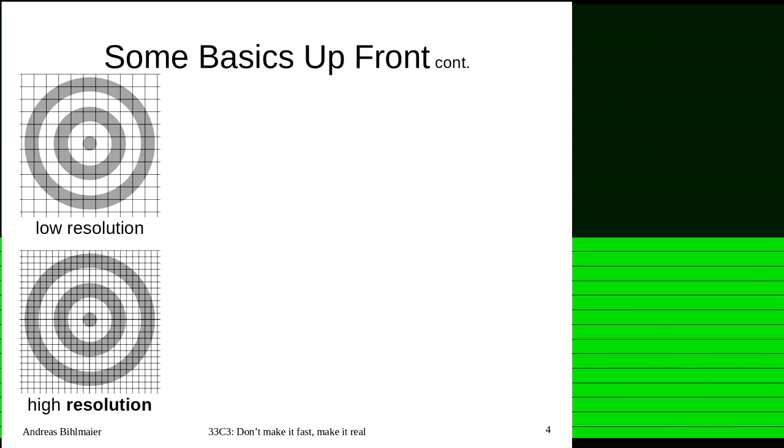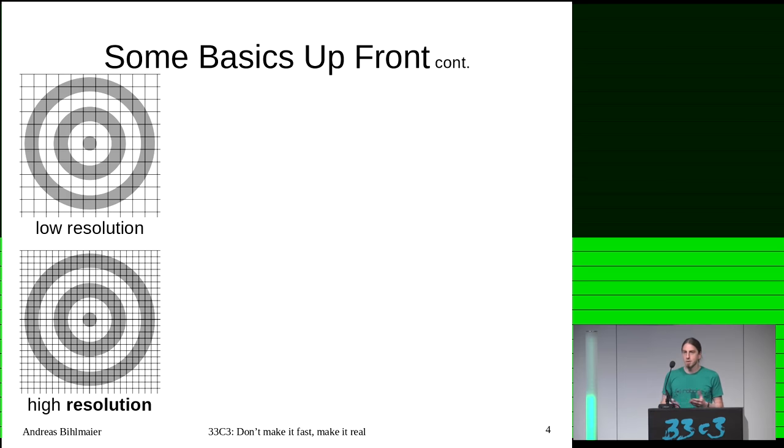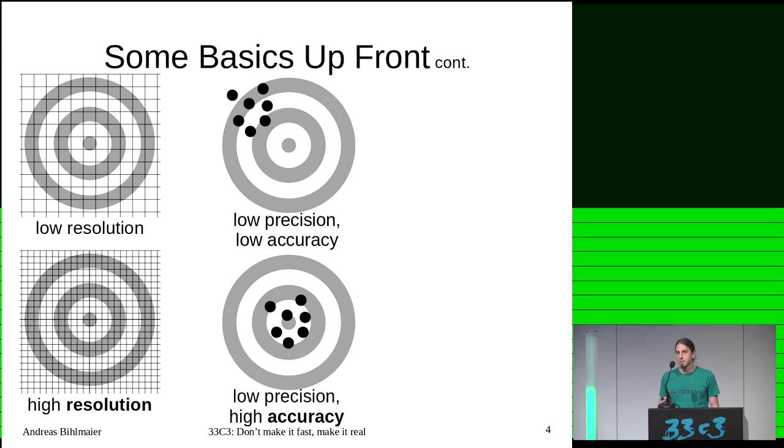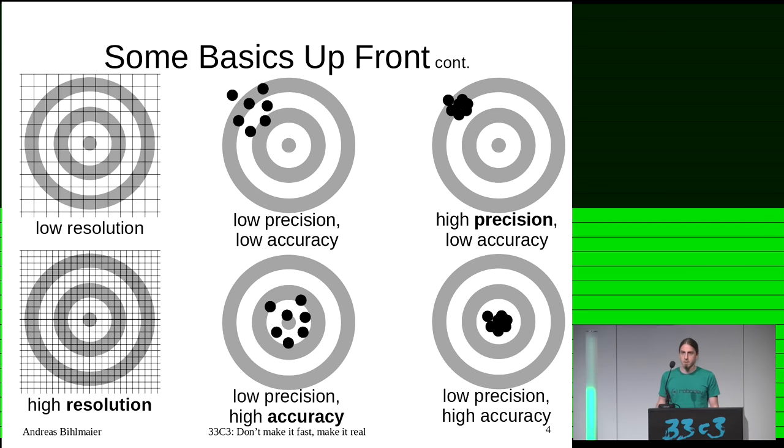So some basic terminology. Resolution is the question how fine of a distinction you can make. Precision and accuracy are two different aspects. So you can have a low precision and a low accuracy, as you see in the top. You can have a low precision and a high accuracy, as you see in the bottom. And, of course, make the other two combinations. And the ideal, of course, is high precision and high accuracy, which is a typo in the slide, on the bottom right.